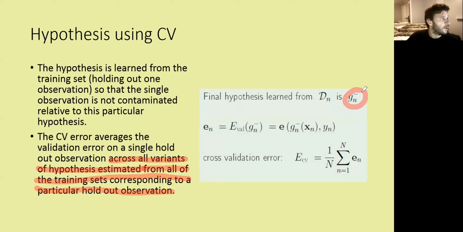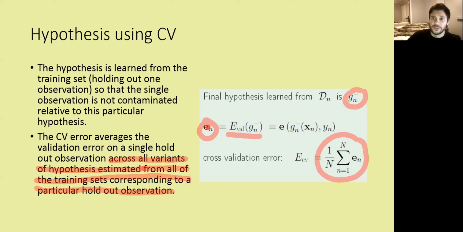So the final hypothesis here that we're going to learn, g N minus, the way we're going to calculate that error is by averaging these individual cross-validation errors, these E N terms, which is the validation error that we're computing here using every one of those N data sets where we've held out one observation, we've trained it with the N minus one other observations.